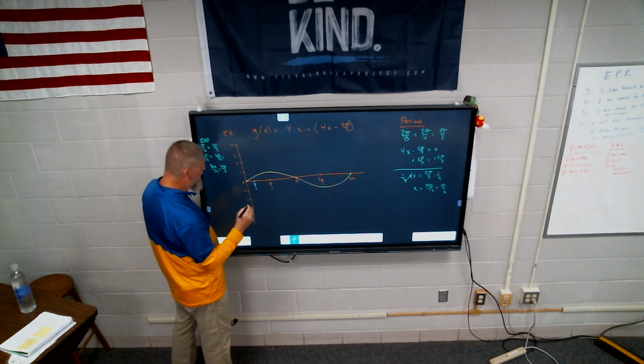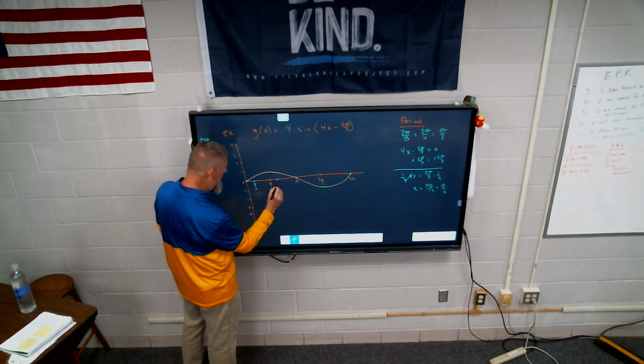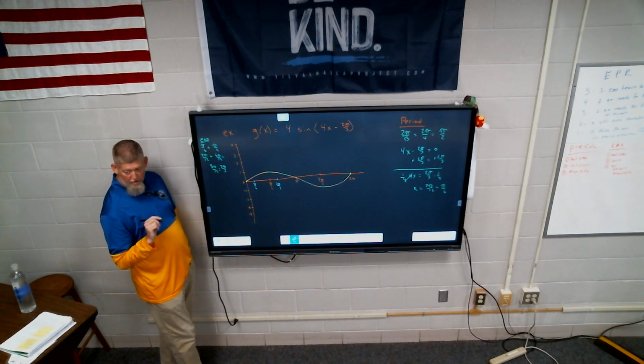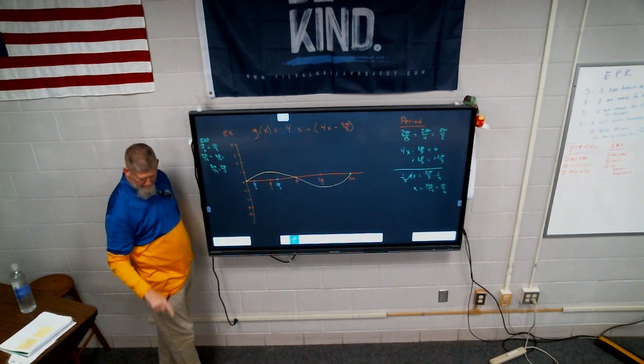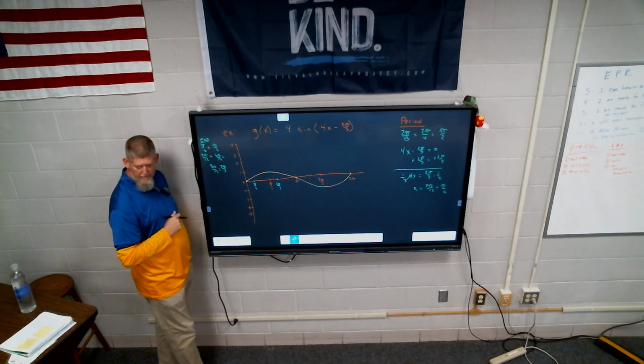And then 2 pi over 3 is going to be somewhere about right here, in the second quadrant, right? So the entire cycle to the maximum, back to 0, down to the minimum, back to 0, is going to happen in that space. Okay?